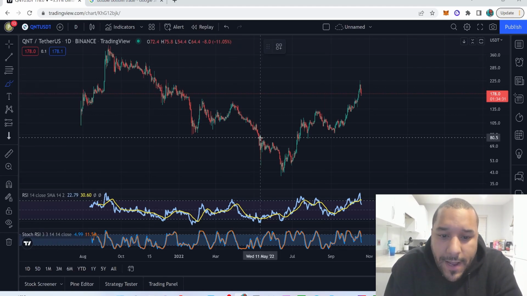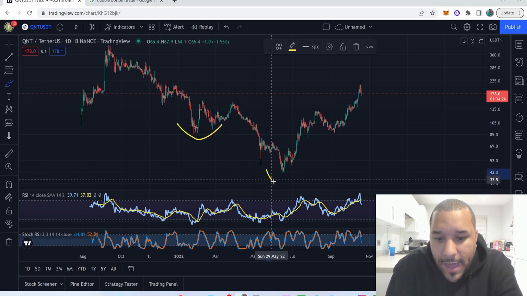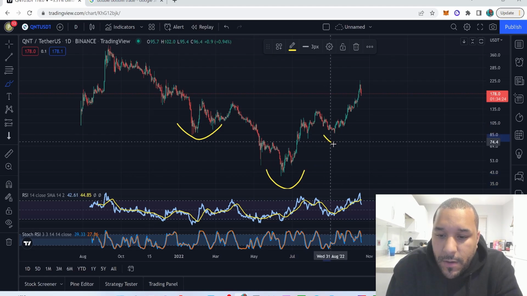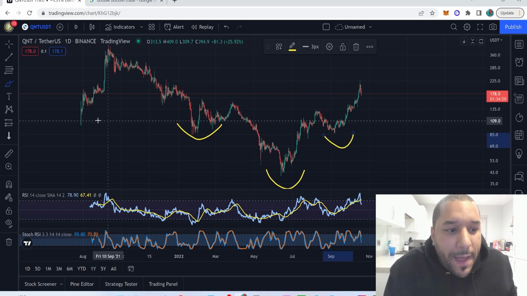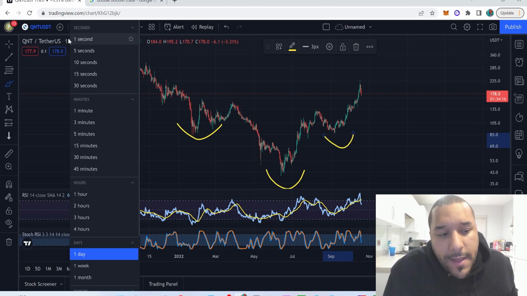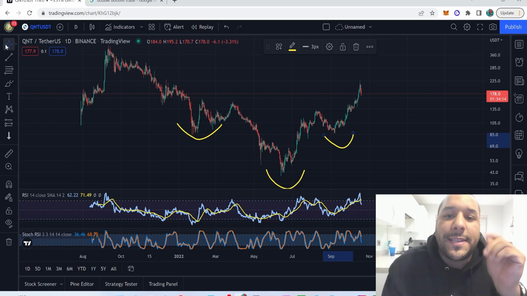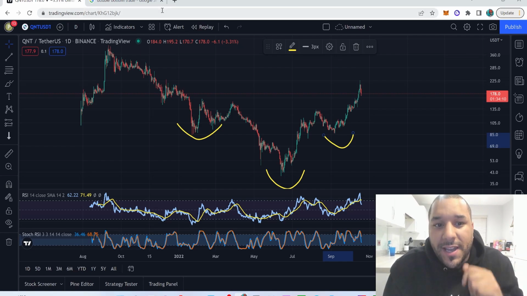I see a shoulder, a head, and a shoulder. What is this? This is a head and shoulders. This is a reverse head and shoulders pattern, and this is on the daily time frame for quant. So it may take a couple of days, weeks to play out, but you best believe this is a very bullish sign.